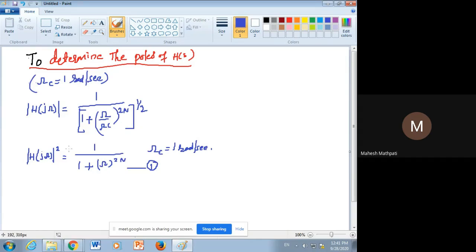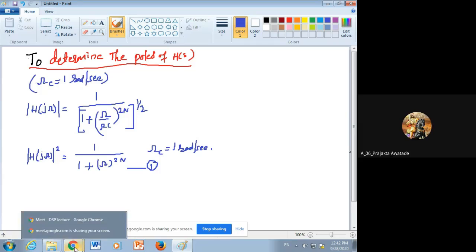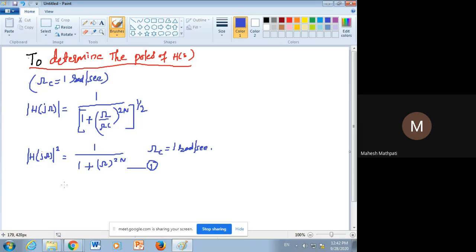Have you understood this equation 1? Squaring on both sides I have done for the above equation, and I substituted the value of omega c equals 1. Then it becomes 1 divided by 1 plus omega to the power 2n. Okay. Understood? Am I audible? Yes, sir. Okay. Now, you just write next line.